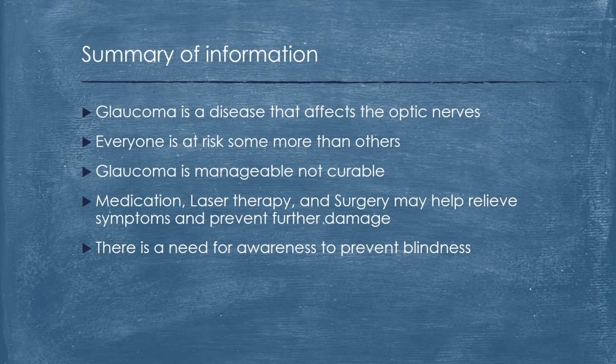Now I would like to summarize some of the information that we've discussed. Glaucoma is a disease that affects the optic nerves. Everyone is at risk, some more than others. Glaucoma is manageable but not curable, and the damage that's already done is irreversible. Medication, laser therapy, and surgery may help relieve symptoms and prevent further damage. Healthy People 2020 suggests that we need to promote awareness and encourage people to go get their regular screenings for their eye health to prevent blindness from occurring.